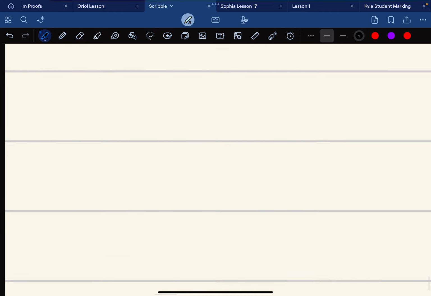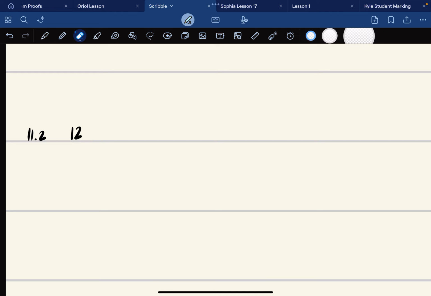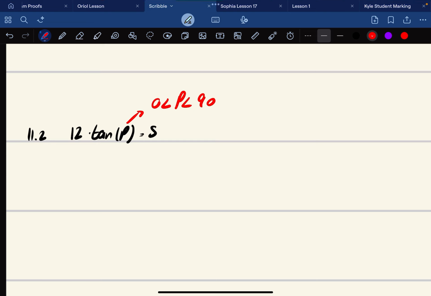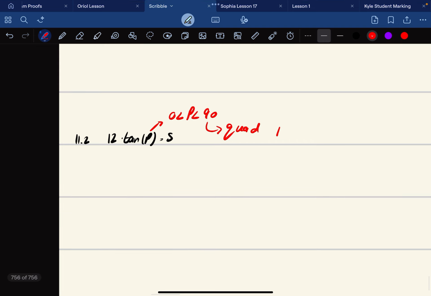11.2 says if 12 tan P is equal to 5 and P is acute, use a sketch to find the value of. Okay. So 12 tan P is equal to 5. And they say P is acute. So if P is acute, it means P is between 0 and 90, right? Which means what quad are we in? Quad 1. And it says here, use a sketch to find the value of.